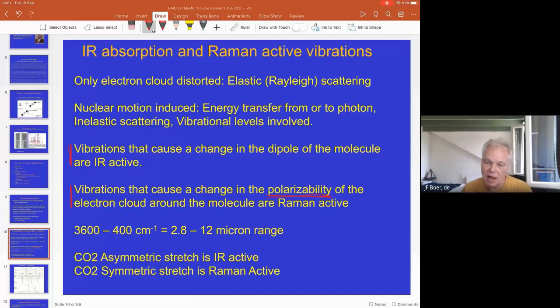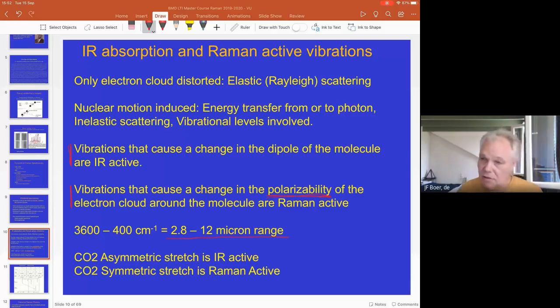So this effect of how easy it is to distort this electron cloud is called the polarizability of the molecule. And it's this polarizability that is responsible for the Raman activity of the molecule. So if you then look at the energy levels or the wavelengths involved in these vibrational levels, in other words, what kind of wavelength of light do I need to use to directly excite the vibrational level? That wavelength is in the order of 2.8 to 12 microns. So that's a much larger wavelength than visible light.